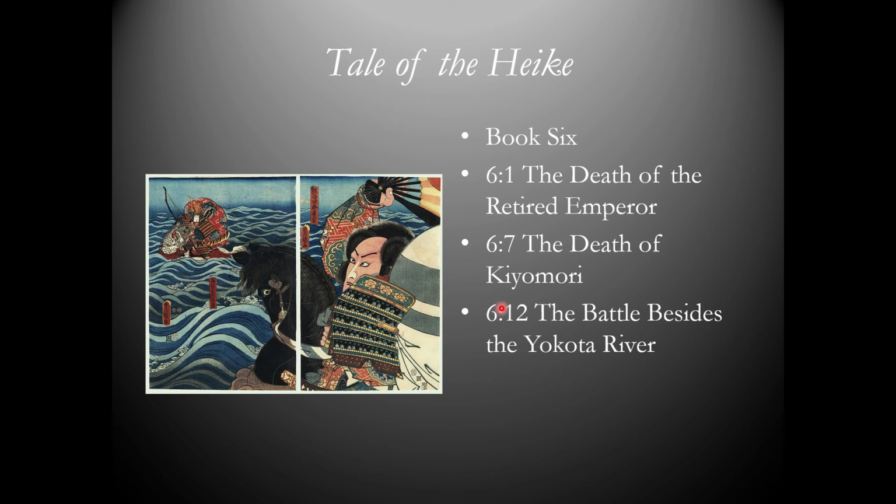So from 6:12, the Heike start losing major battles. This is the part that matters. I swear it says, nope, it doesn't. So the battle beside Yoka River, we start losing members of the family. Who do we lose in this one? Let's see.